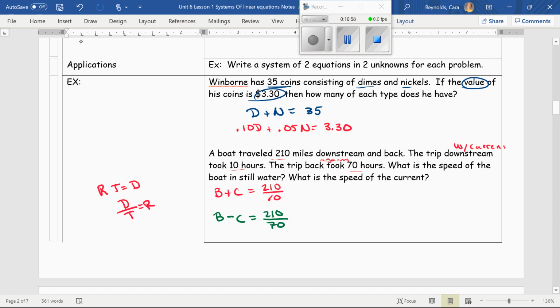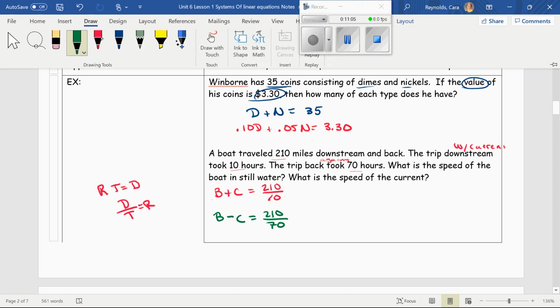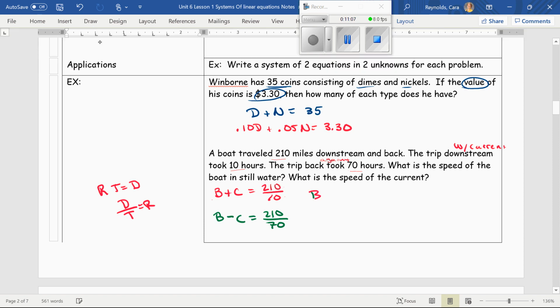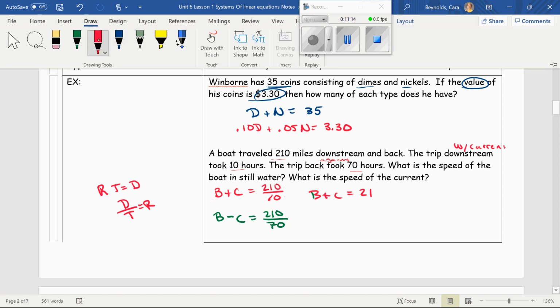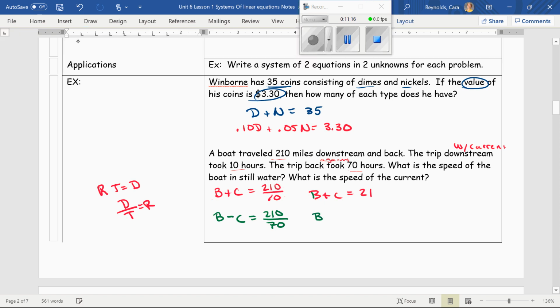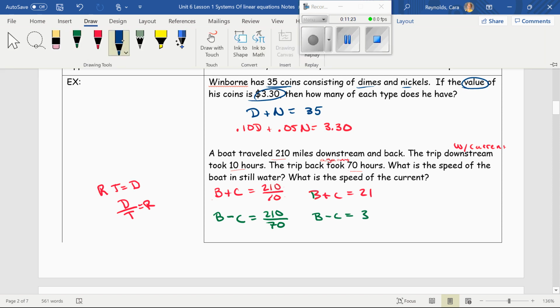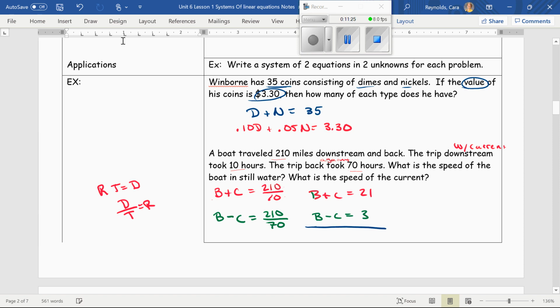All right, so you could go ahead and reduce those so that you have B plus C is equal to 21. And then you have B minus C is equal to 3. And this one is actually perfectly set up for elimination. You don't even need to multiply anything. You can just add those down and solve for B. Plug that back in and solve for C.